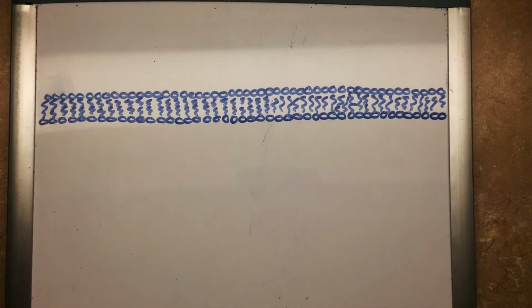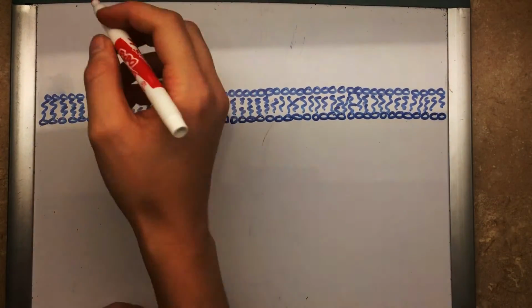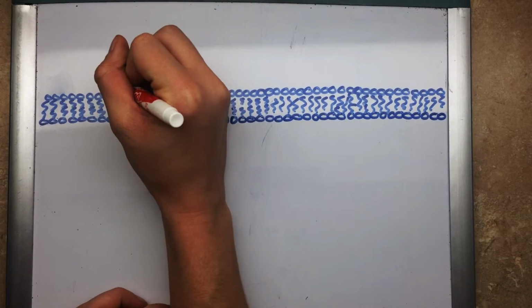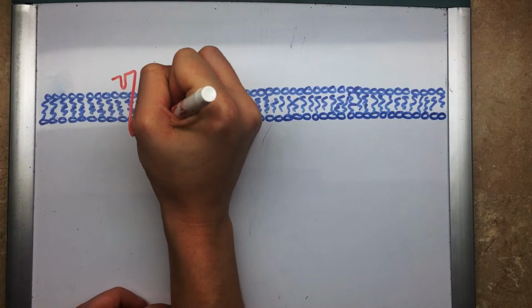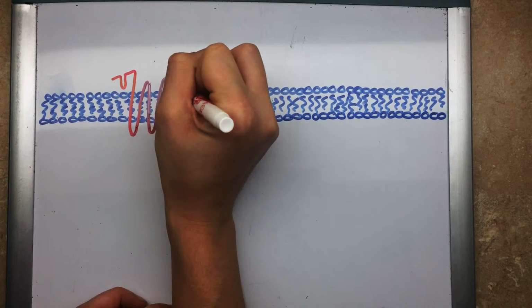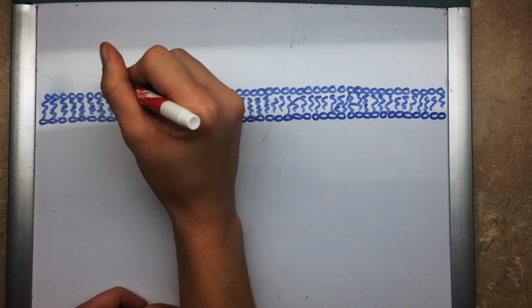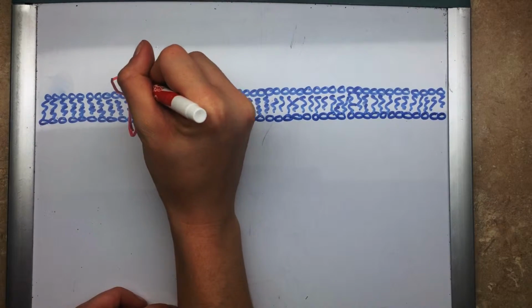Alright, so what I have drawn here is going to be our phospholipid bilayer. That is going to be the blue portion. The upper part of our video is going to be the extracellular portion, and the bottom part of our whiteboard is going to be the intracellular portion.